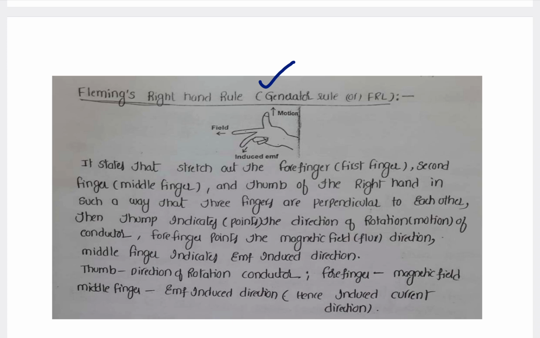Stretch out your right hand thumb, forefinger, and middle finger in such a manner that all three fingers are perpendicular to each other. Then you keep your thumb in the conductor rotation direction. You keep your forefinger in the magnetic field direction. Then your middle finger will represent the induced EMF direction. So this is Fleming's right hand rule, with which we can determine the induced EMF direction.